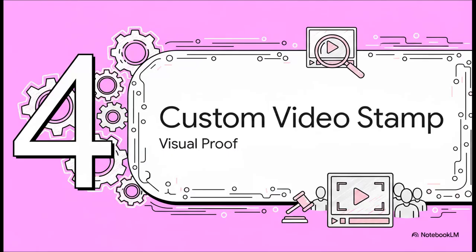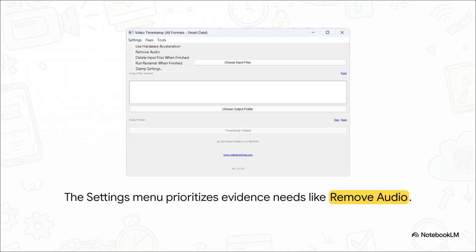Section 4. Customizing your video stamp. Visual proof. If we open up the main settings dropdown, notice that Remove Audio is checked by default. Now, why is that? Well, because when you're processing time-stamped evidence, say surveillance footage or maybe a dash cam, you rarely actually need the original ambient sound. A lot of times it can just be distracting or completely irrelevant to the visual facts of the case. So the software just inherently prioritizes exactly what's needed for the evidence.